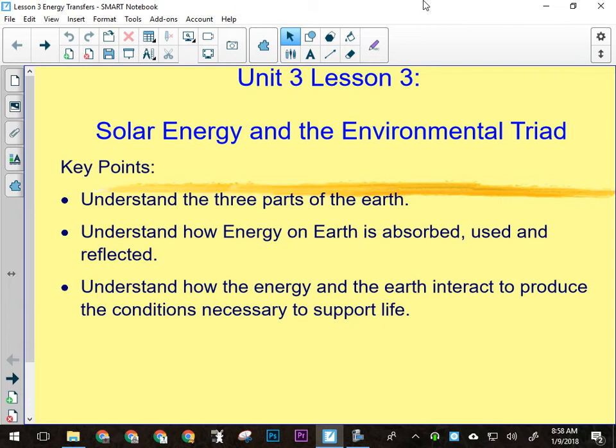So we're going to look at the three parts of the Earth. I mean the atmosphere, the lithosphere, which is the solid or rocky part of the Earth, and the hydrosphere, which is all the water. We're going to look at those three things because they all interact with solar energy a little bit differently, and they all have a role to play in transferring that solar energy.